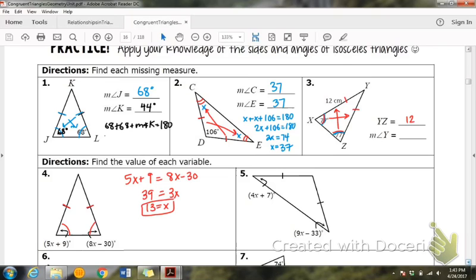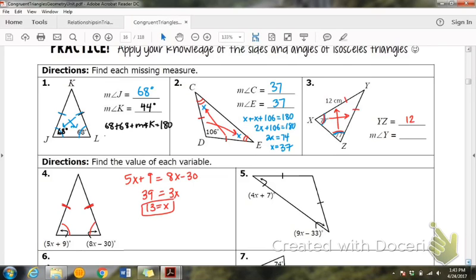Okay, number 5 is done the same way. Let's look at number 6. Yeah. So I would set these two equal to each other because I don't have an angle up here. You would set them equal to each other because these sides are marked congruent. And if the sides are congruent, then the angles are the same.